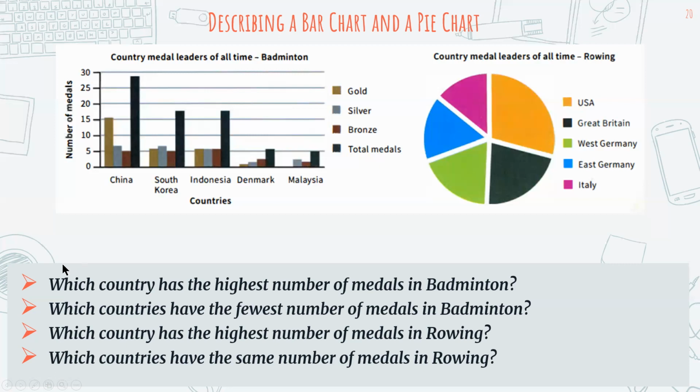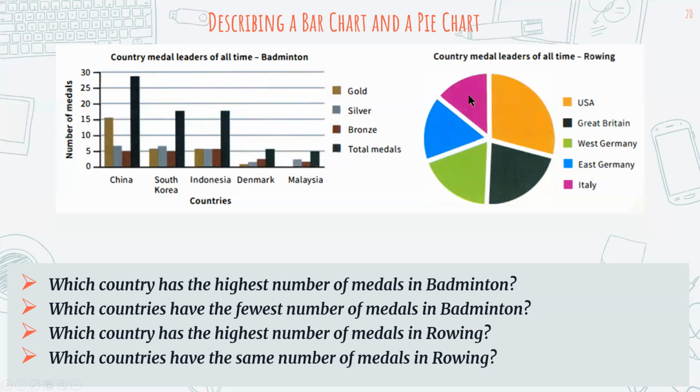As you can see, West and East Germany and Italy have like equal numbers of medals. Okay, so you have to ask yourself these questions. Which country has the highest number of medals in badminton? Obviously, it's China. Which countries have the fewest number of medals in badminton? Obviously, it's Malaysia and Denmark. Which country has the highest number of medals in rowing? Because this pie chart is about a sport called rowing, and the bar chart is about badminton. Totally different sports. So the USA has the highest number of medals in rowing. Which countries have the same number of medals in rowing? As you can see, the same numbers: Italy, East Germany, and West Germany.